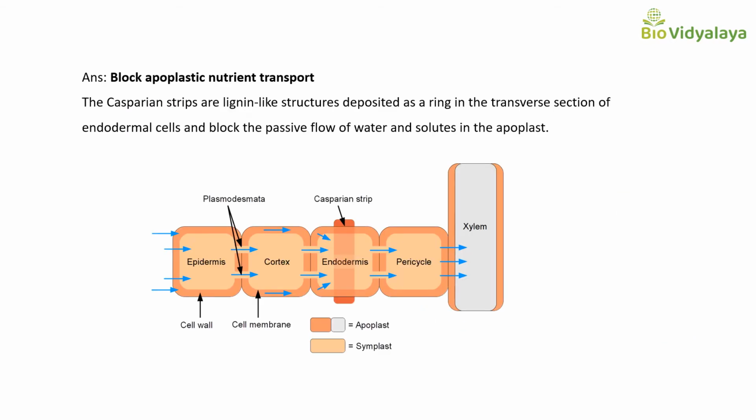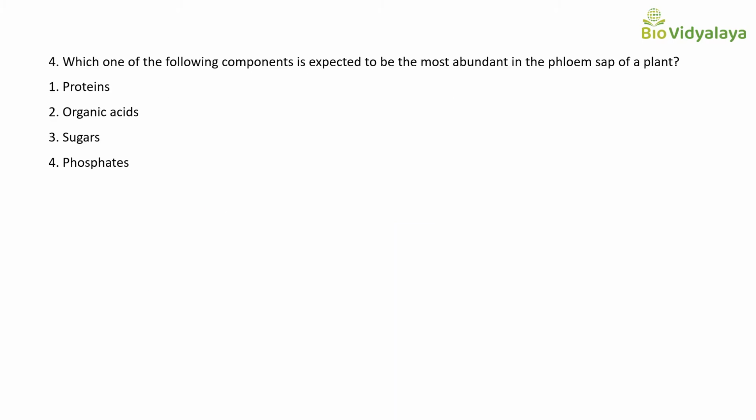So here is the explanation. The Casparian strips are lignin-like structures that are deposited as a ring in the transverse section of endodermal cells and block the passive flow of water and solutes in the apoplast. Okay. So the correct answer is option 1, block apoplastic nutrient transport. Okay. This is a very easy question.